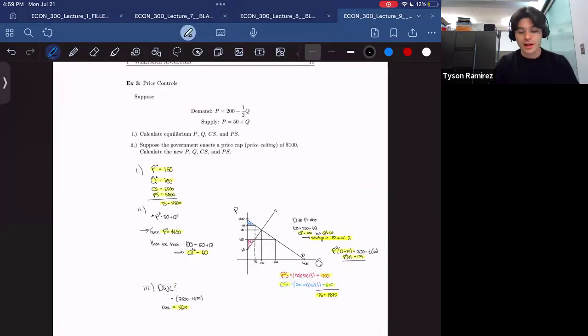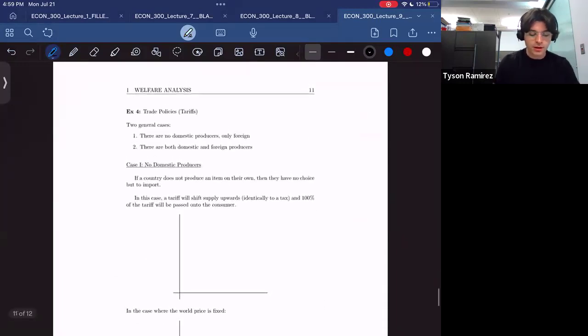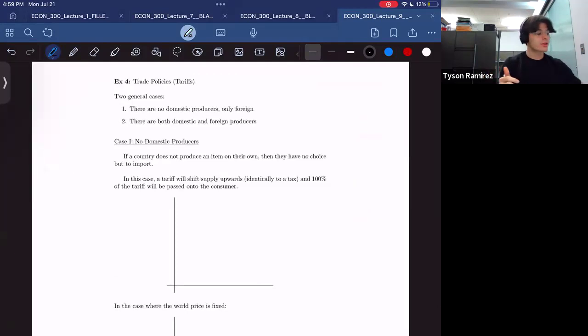And then the last topic that I want to talk about is trade policies when considering tariffs. And we basically just want to break this down.